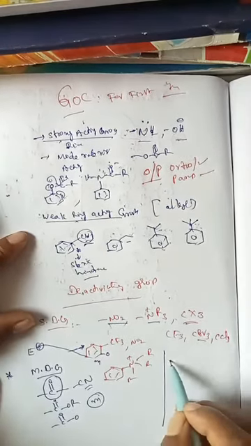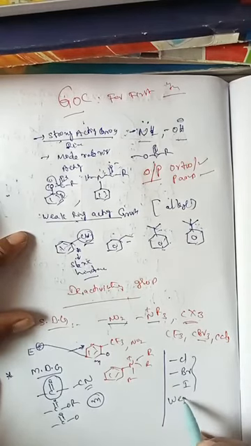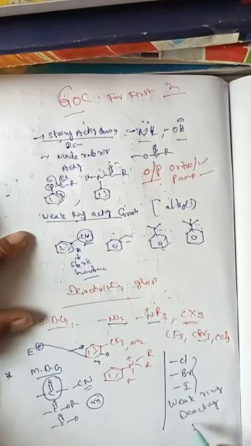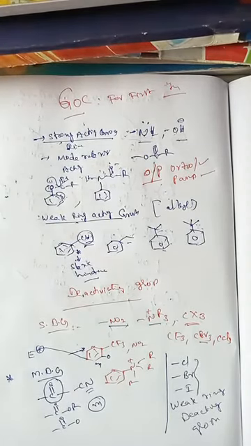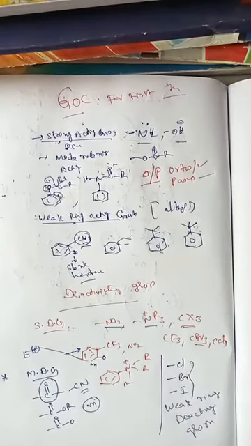Another important one: chlorine, bromine, and iodine. These are weak ring deactivating groups, very important. So now we know which groups are strongly activating, moderate ring activating, and weak ring activating, and on the other side strong deactivating, moderate ring deactivating, and weak. Chlorine, bromine, and iodine are all weak ring deactivating groups.